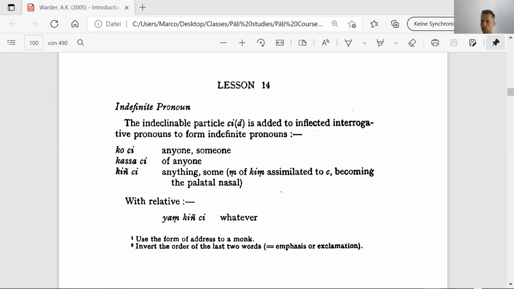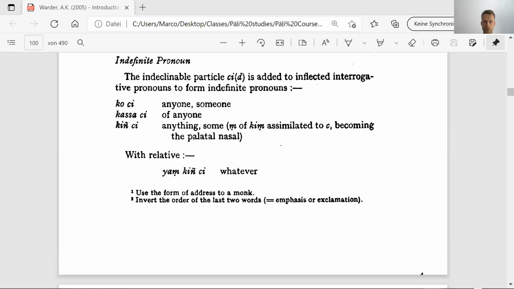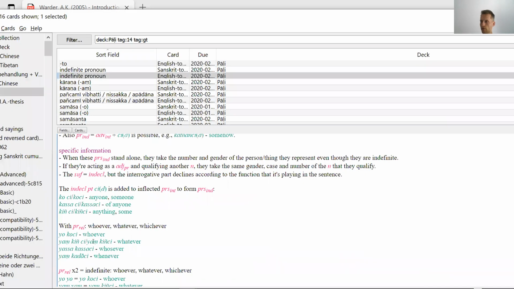And moreover, with a relative pronoun, we have yang kinchi, whatever. So also we have yokochi, whoever, yasakasachi, whosever, and yang kadachi, whenever.